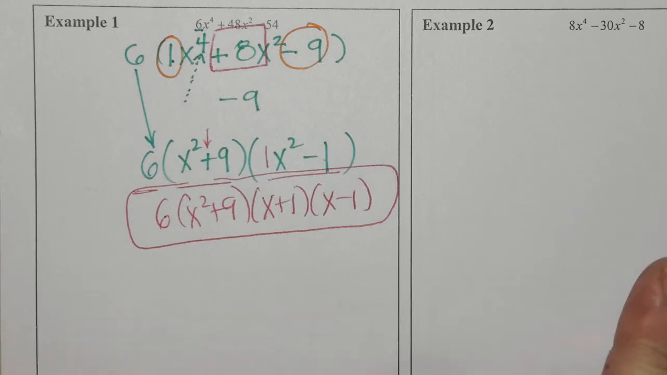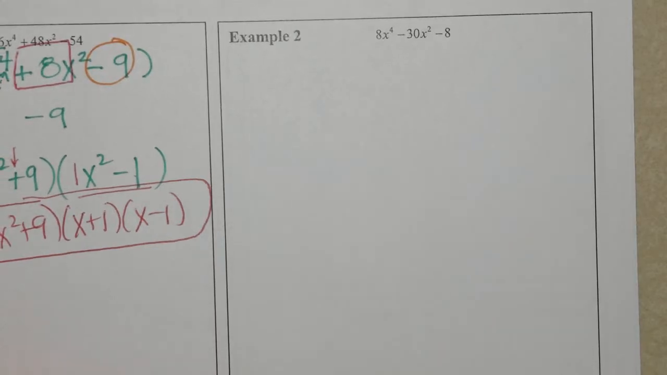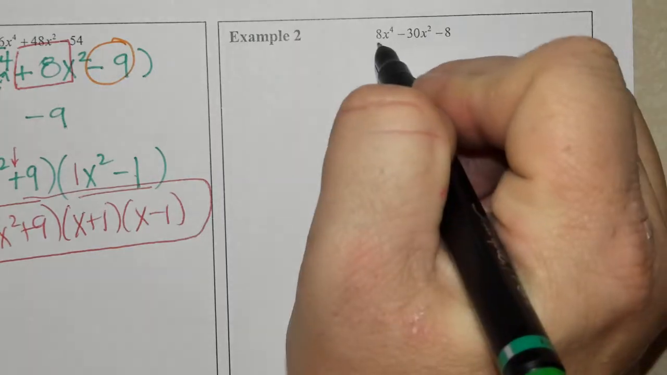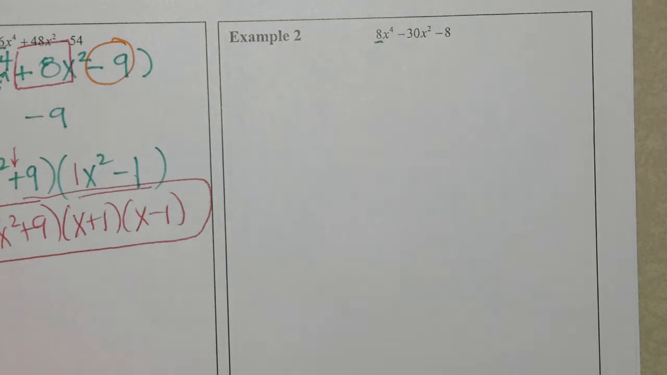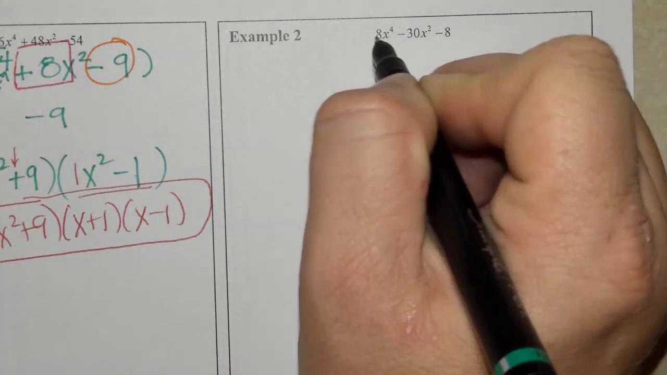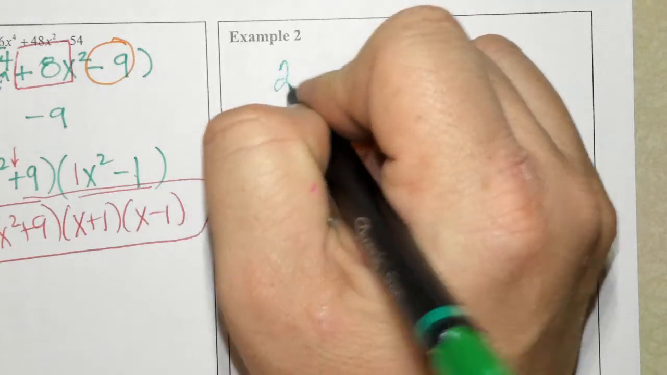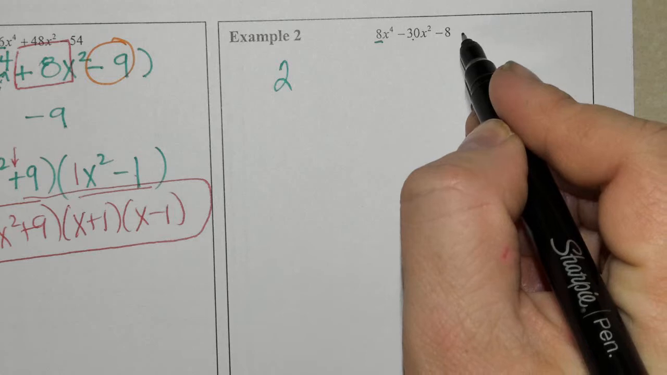Example number 2. 8, 30, and 8. So I start with the smallest of the three numbers, and there's two 8s. 8 does not nicely divide into 30. 4 does not nicely divide into 30, but 2 does. So I'm going to factor out a 2 from all three terms.